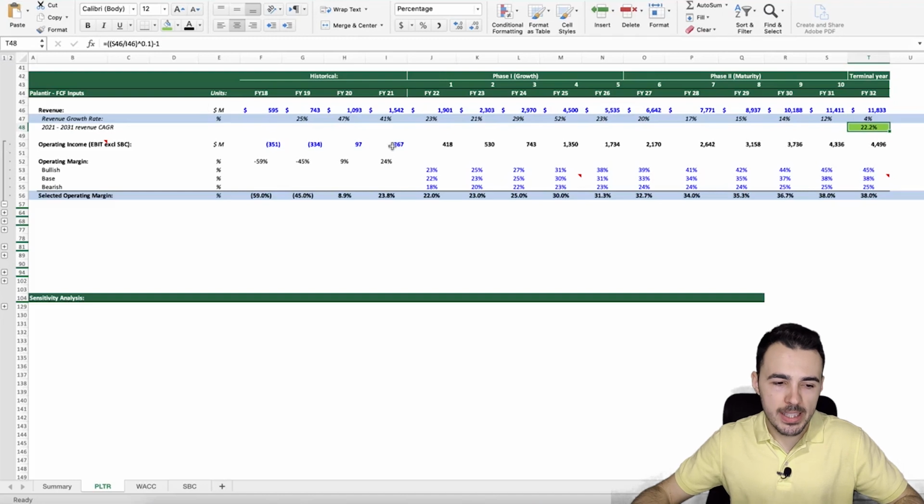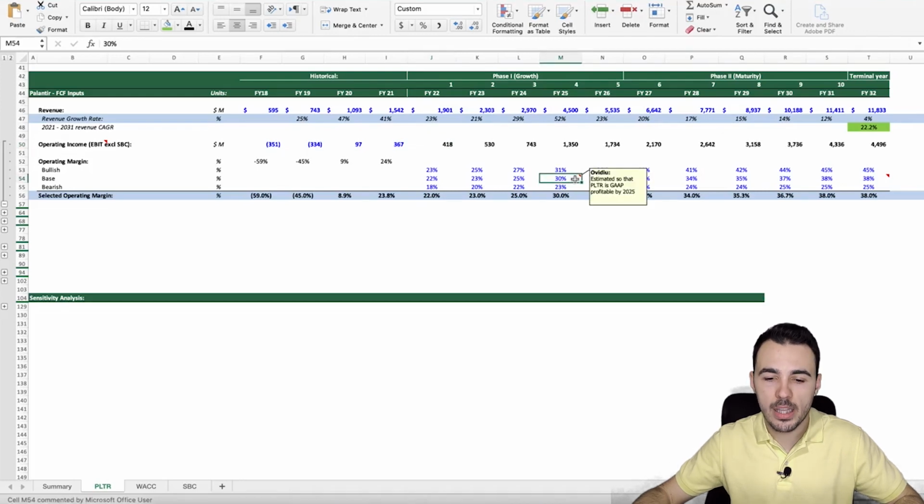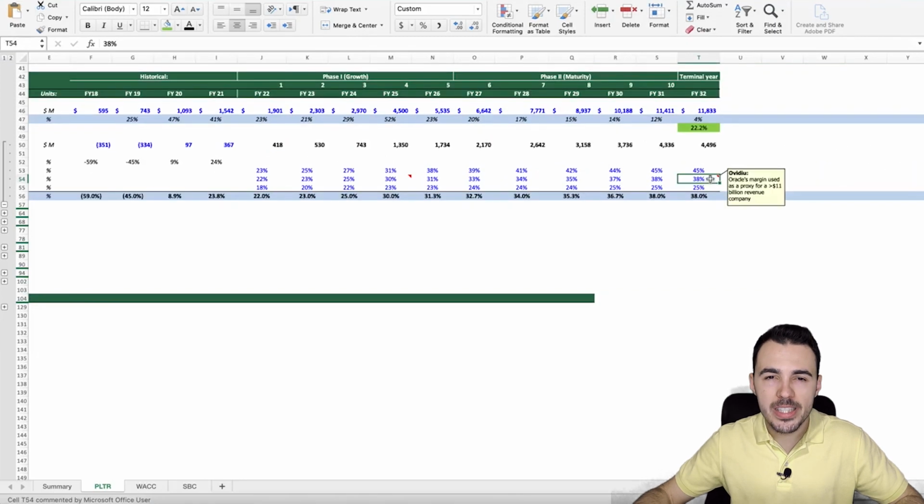Now, what I've done with the operating income is I chose to model it separately from the stock-based compensation. Since the stock-based compensation is one of the biggest expenses for the company, I believe that it is easy to model it separately. I've estimated that Palantir is GAAP profitable by 2025. I assume that they will be around break-even in 2025. Lastly, what I've done here is I put a maturity operating margin, which is a proxy used from another company that has around $11 billion, what I estimate that the company will have in the terminal year.